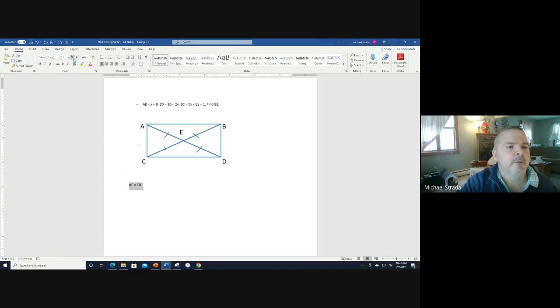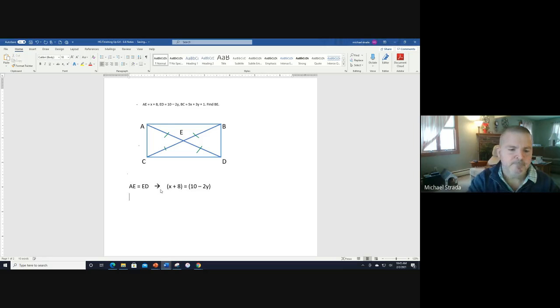All right, so we're going to take those two variable expressions that they give us for AE and ED and set them equal to each other. x equals 10 minus 2y. Should be consistent.